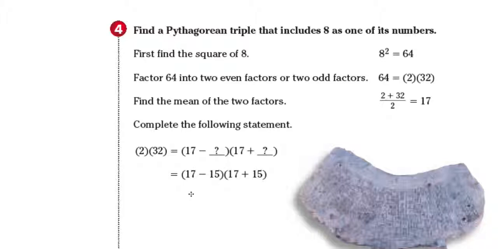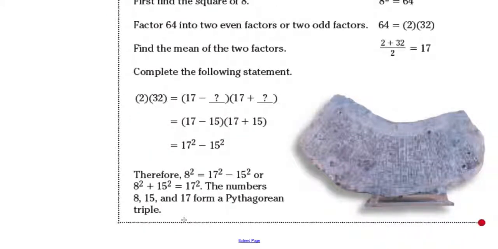So you have two numbers now. Using the difference of squares, that will become 17 squared minus 15 squared. Therefore, 8 squared is equal to 17 squared minus 15 squared. If I add 15 squared to both sides, 8 squared plus 15 squared will be equal to 17 squared. So the numbers 8, 15, and 17 form a Pythagorean triple. I hope that makes sense. And I hope that's the last example. Yes, it is. Thank you for watching.